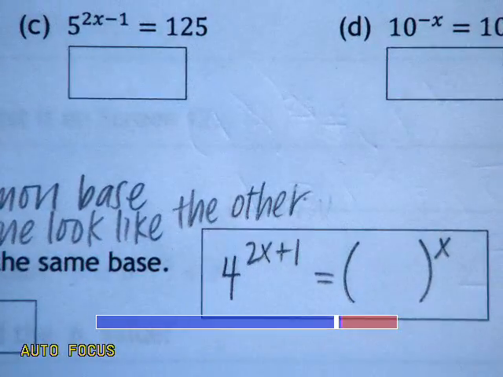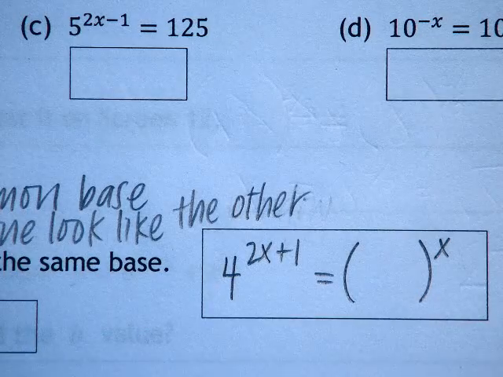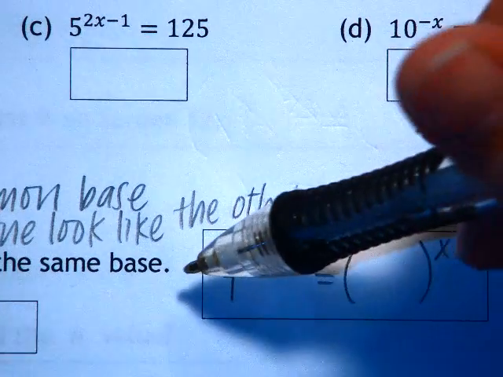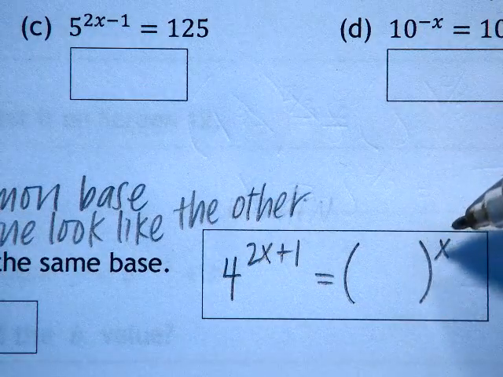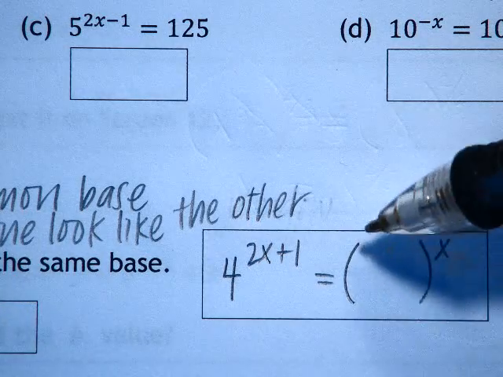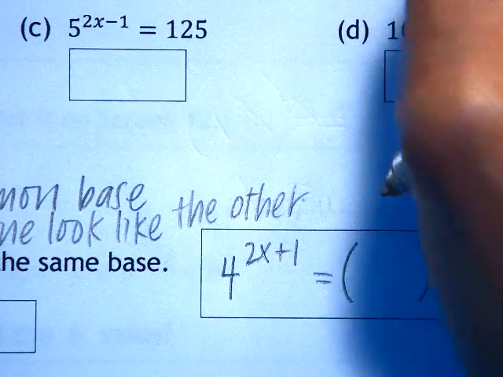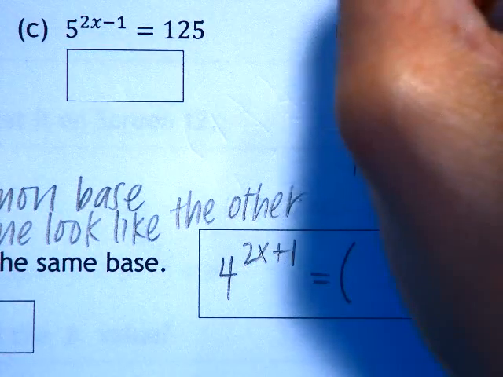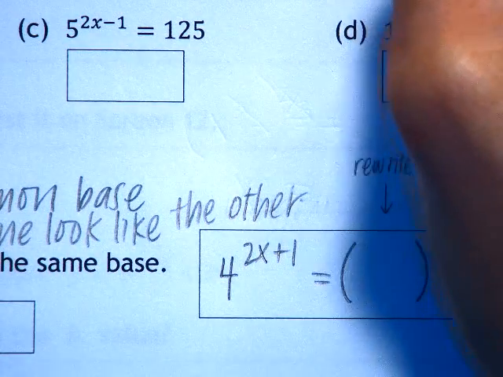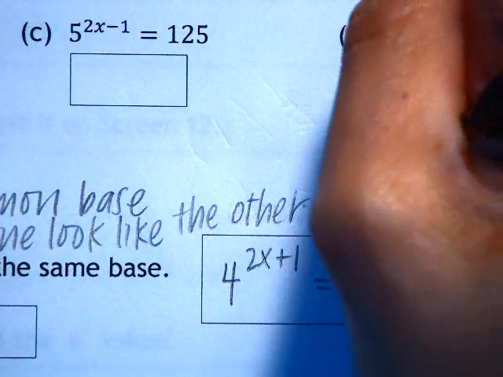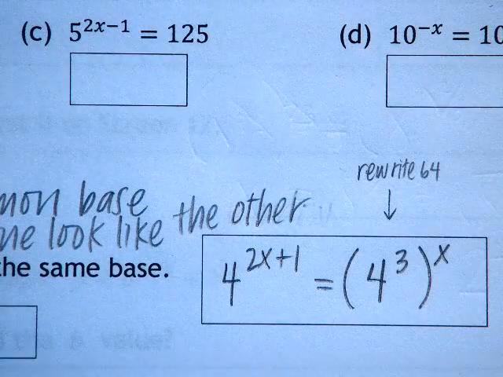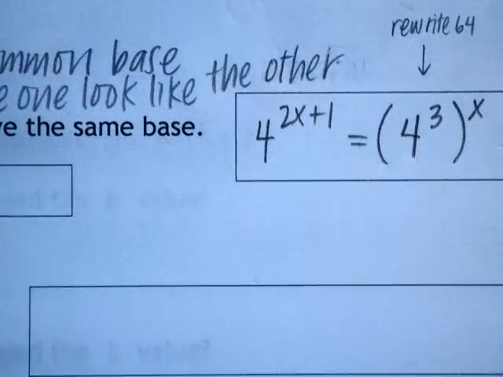And I want to make sure I emphasize here what's not changing. That power of x was always there. That power of x is not the issue. 64 is an issue because it doesn't match the 4. But the power can do whatever it wants to do. So I put parentheses there, and that's where I'm going to rewrite the 64 so it has the common base. 64 is 4 to the power of 3. So now the problem definitely looks more familiar.